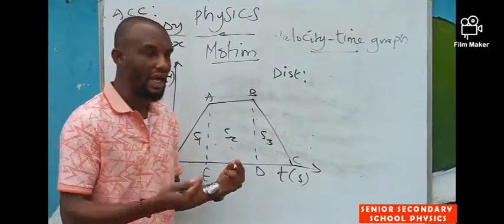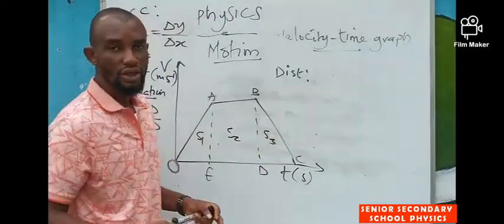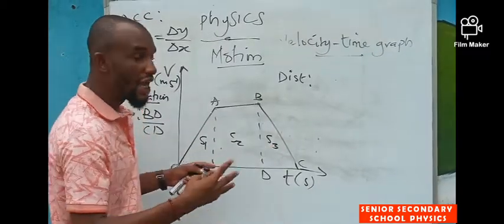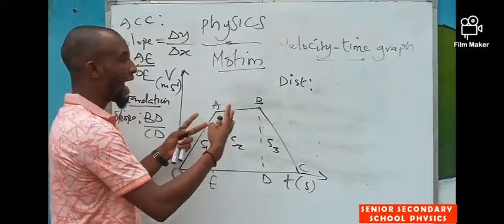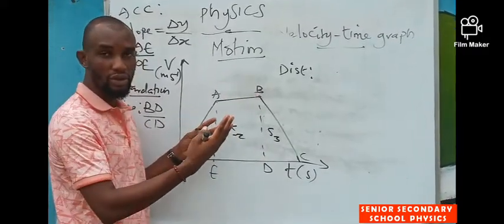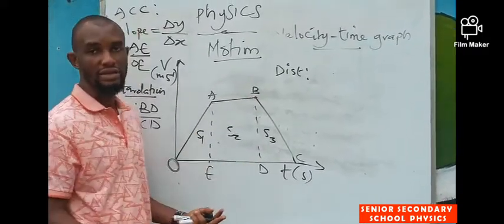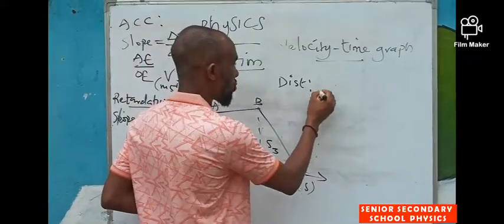Or, if I don't want to do it this way, I will simply solve it wholly. What do I mean by that? The figure is a trapezium. So, the area of a trapezium, of course, you know the area of a trapezium. When I solve for the area of a trapezium, I will get the total distance.